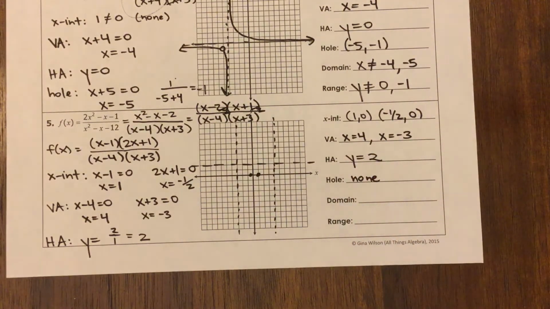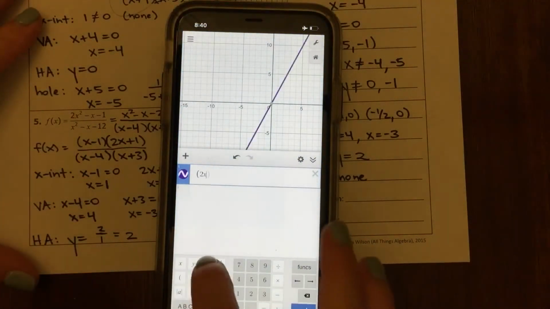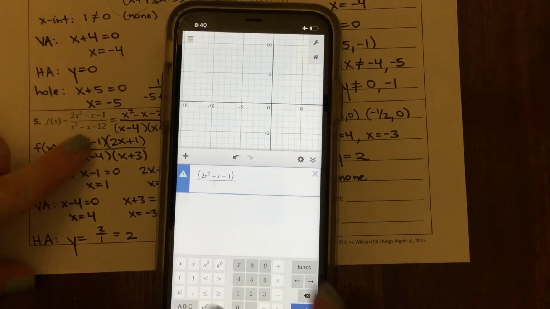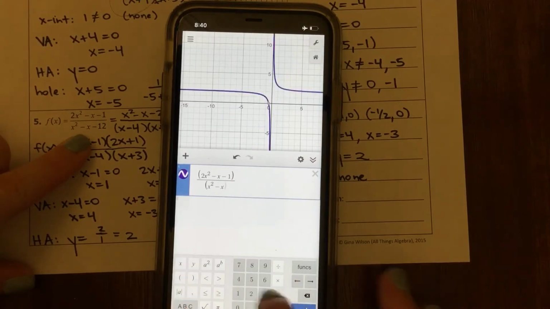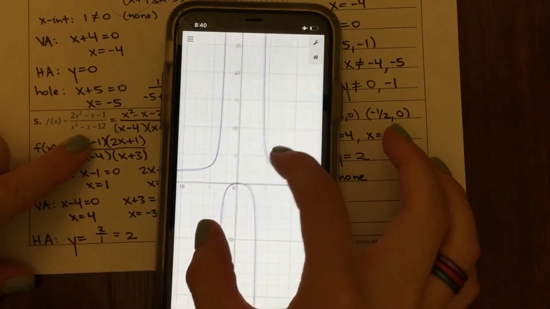Okay, so now just like in the previous part of this lesson, we're using Desmos to give us a little guide as to what the graph actually looks like. So let me delete the last one I have on here. Okay, so numerator, 2x squared minus x minus 1, and then make sure we separate that out, divide, and then in the denominator we have x squared minus x minus 12.